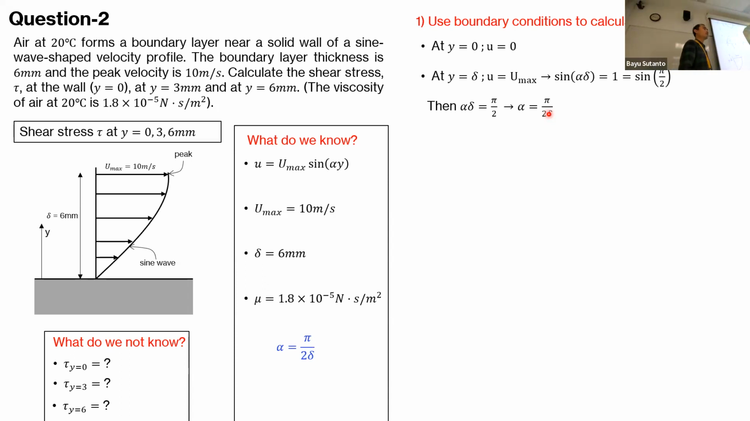Can you explain why sine alpha y equals 1 at u max?